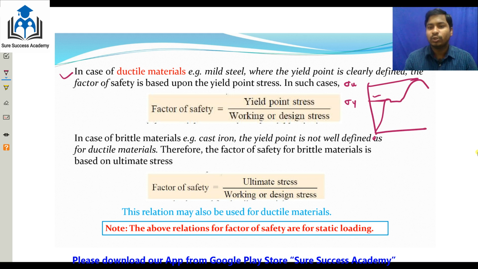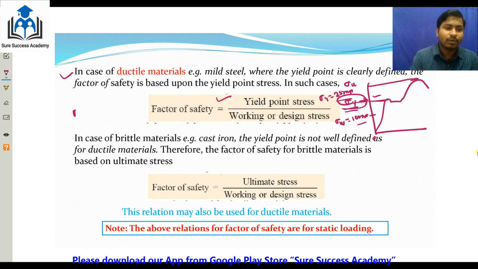So for the ductile material the maximum stress is the yield stress. Suppose the yield stress is 250 MPa, and the working stress, sigma W, is 100 MPa. Then the factor of safety, taking the yield point, FOS is equal to yield stress divided by working stress, which is 250 divided by 100.